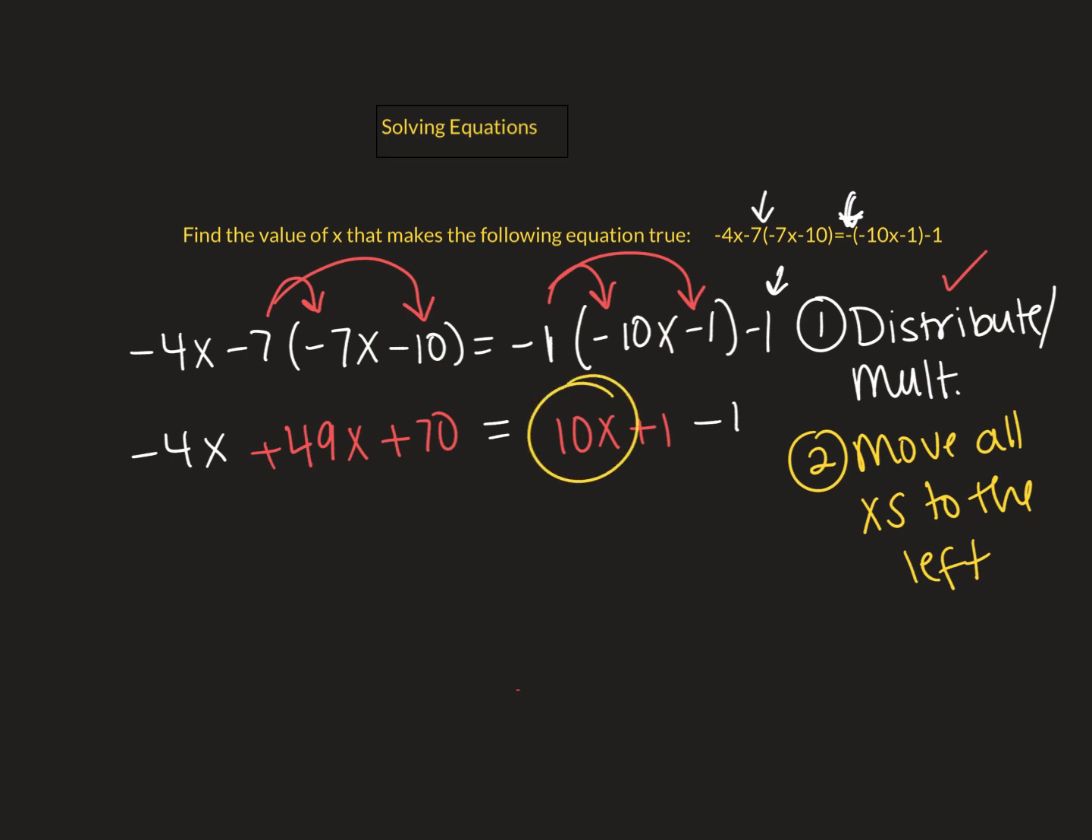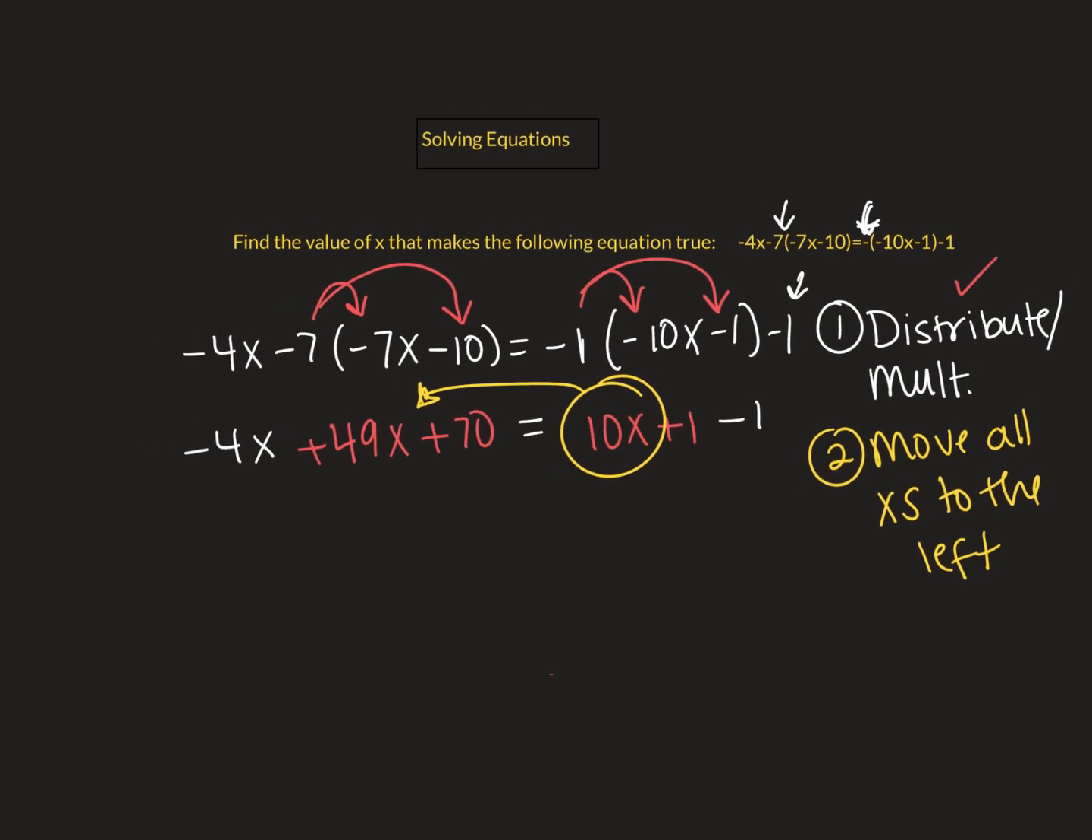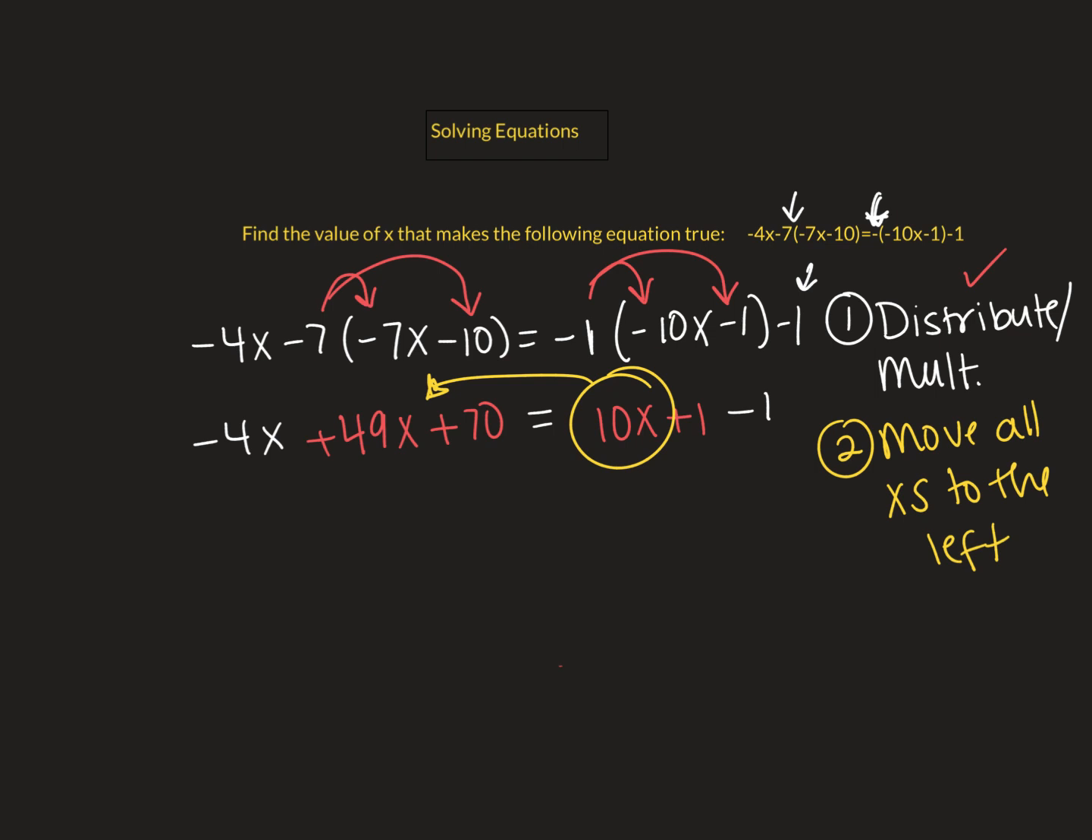We don't want this positive 10x over here. So when we move it to the left side over here, it's going to become a negative 10x. I'm going to go ahead and rewrite it with the negative 10x on the other side now. So I have negative 4x. I have a 49x over here. And then now I also have my negative 10x that transferred over from the other side of the equation. I still have that positive 70, and I still have my positive 1 and my negative 1 on the right side.